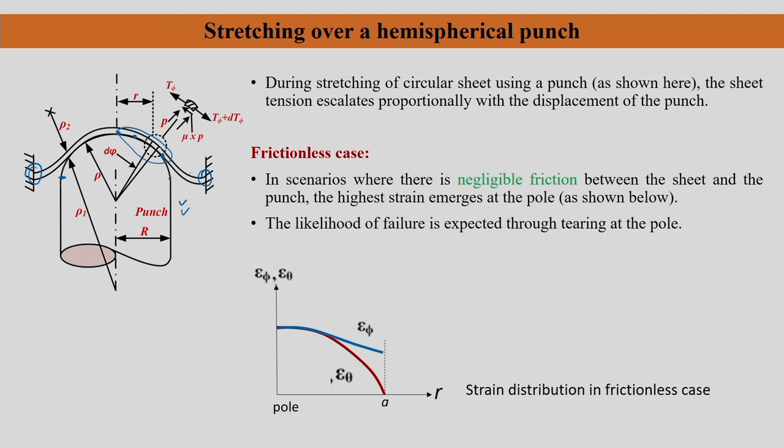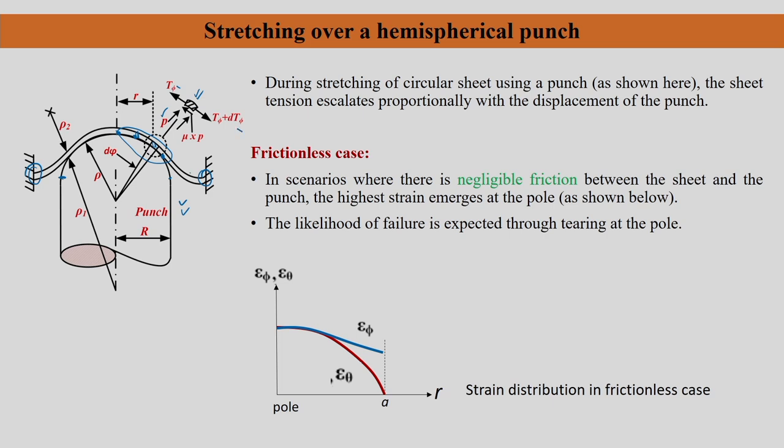And you pick up an element, as usual, the way we discuss generally. You pick up an element here in the deforming zone, anywhere, maybe here or here, but a little away from the gripping and the pole region, and you plot the tension here. Okay. So, your normal pressure P is going to act on the sheet element, and your T phi is going to act in this way, and T phi plus dT phi is going to act in this way.